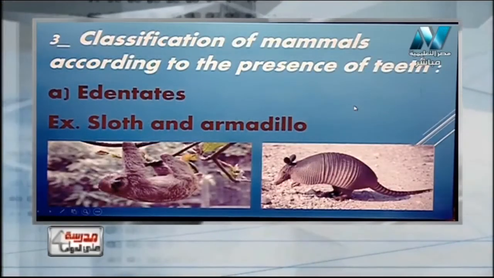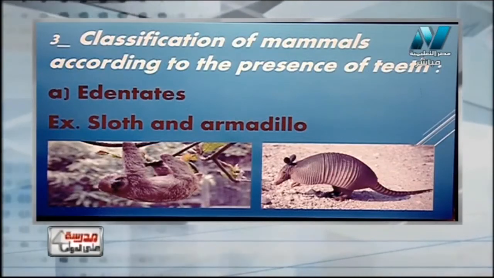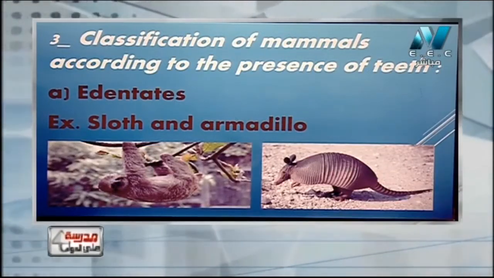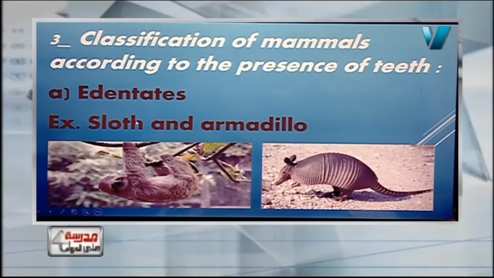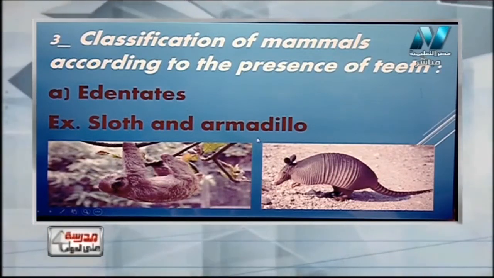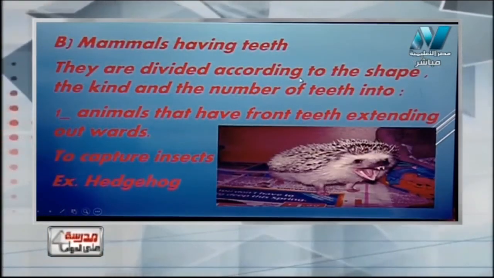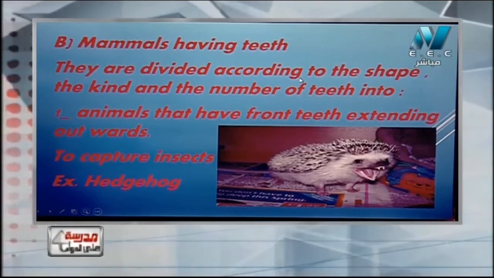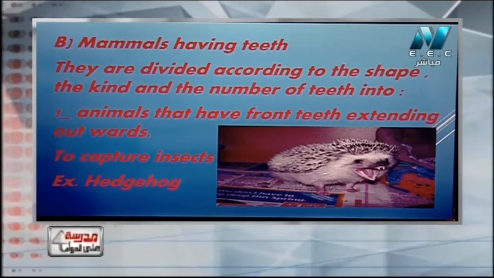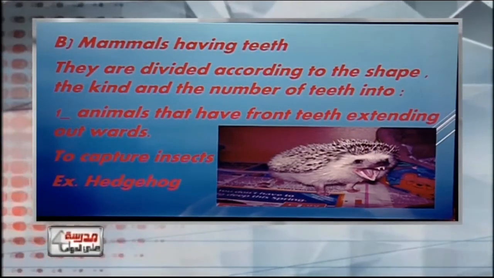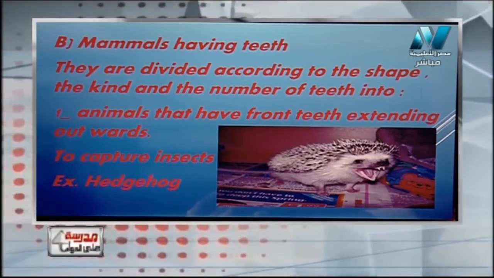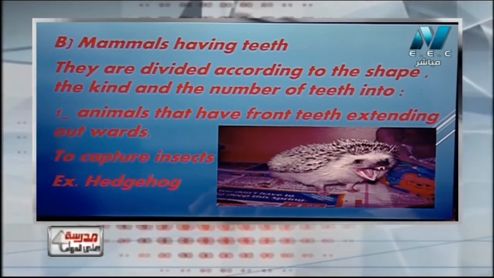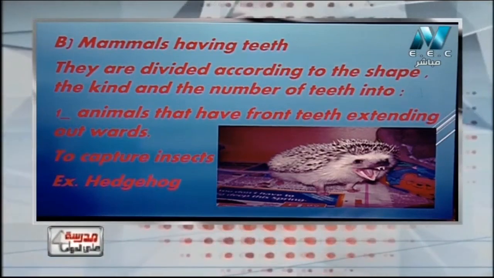Okay. Classification of mammals according to the presence of teeth. A. Edentates, teethless, they don't have teeth, like sloth and armadillo. And mammals having teeth, they are divided according to the shape, the kind, and the number of teeth into, number 1, animals that have front teeth, as you see, extending outward to capture insects, as hedgehog.